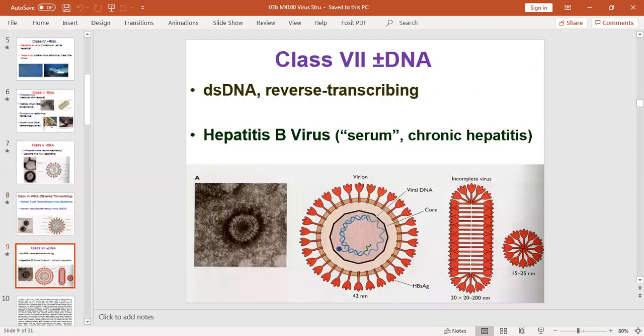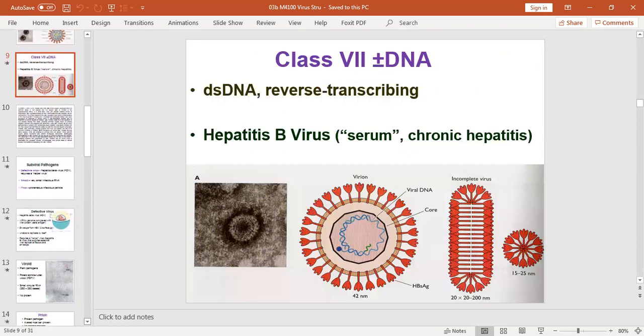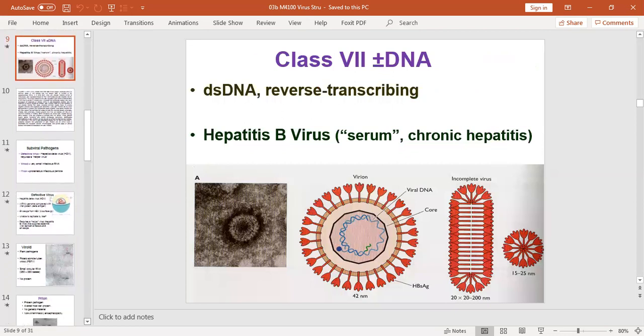Slide number 9, class 7, double-stranded DNA viruses. This differs from class 1 DNA viruses in that these are double-stranded DNA viruses, reverse transcribing. We will discuss hepatitis viruses in one specific lecture, so do not worry about it at this point. But know that class 7 double-stranded DNA viruses reverse transcribing includes hepatitis B virus or Hep B virus, also known as serum hepatitis or causative agent of chronic hepatitis.